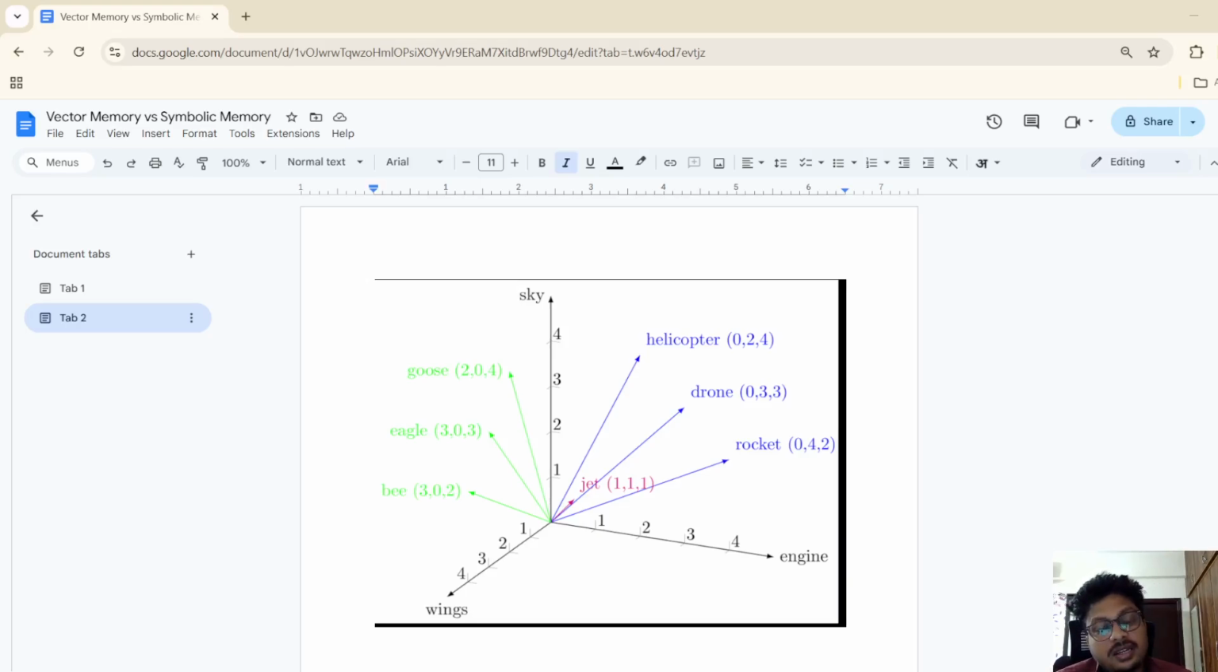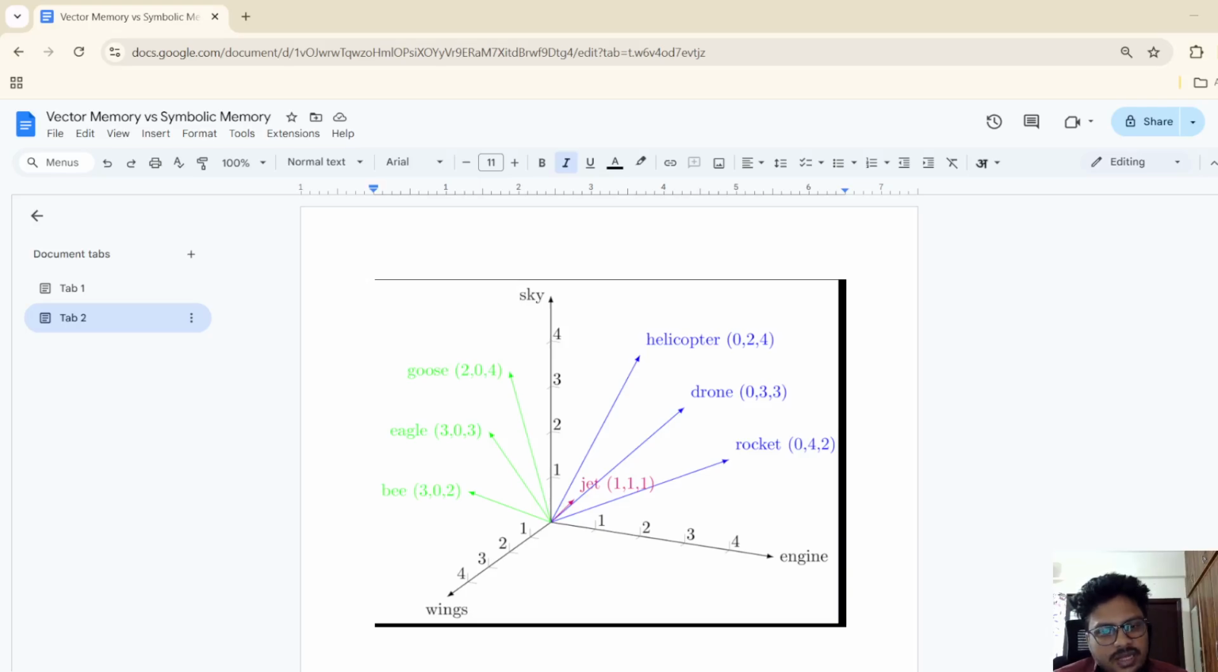So why is vector memory powerful? Vector memory understands the context, handles vague questions, finds similar ideas, and works with natural language. That's why chatbots, search engines, and recommendation systems use vector memory. Now let's compare vector memory and symbolic memory directly.